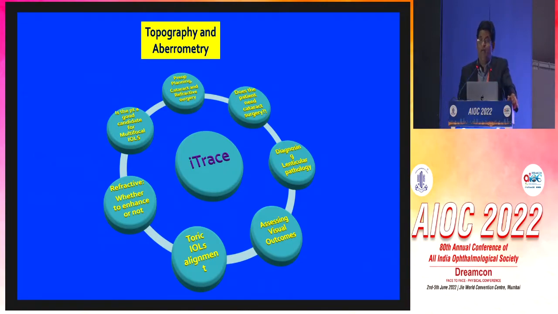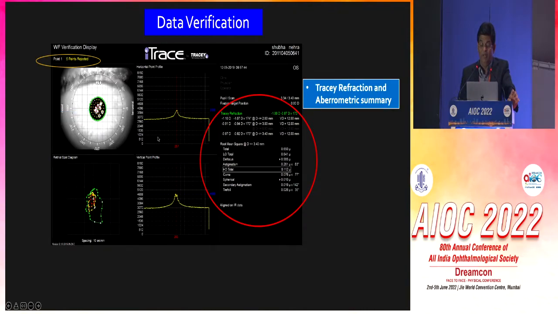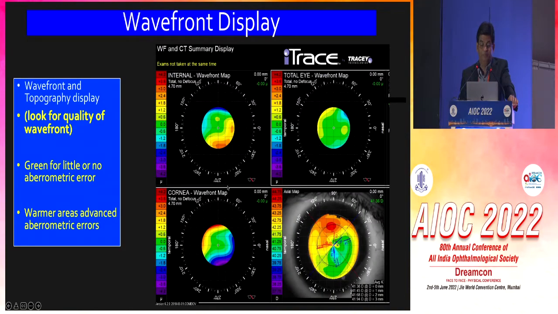So, what program do we use to do the preoperative planning? We use the topography, we use the aberrometry, right? So, it starts with the data verification. The good part about this machine is you can see how accurate your data is and how reliable it is to plan your surgery. So, a quick assessment can be done and at the same time it gives a nice overview. This is a Tracey refraction which has been shown to be very accurate when compared to a manifest refraction, and also gives us the RMS values of the higher order aberrations of the eye.